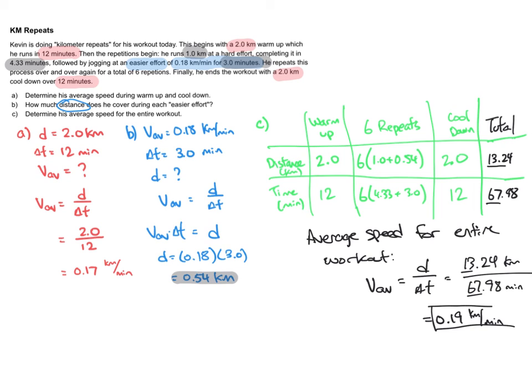All right. In the running world, people don't usually go around saying I ran at a speed of 0.19 kilometers per minute. They usually flip that, take the reciprocal, which would be slightly more than 5. So a runner would say, I ran at like about 5 minutes per kilometer for this workout. But for physics, we'll use kilometers per minute.